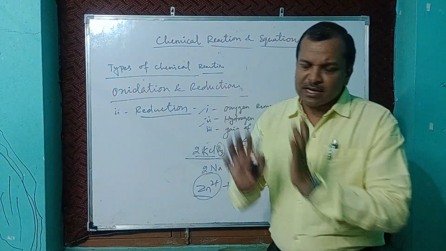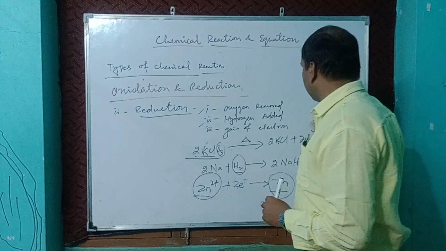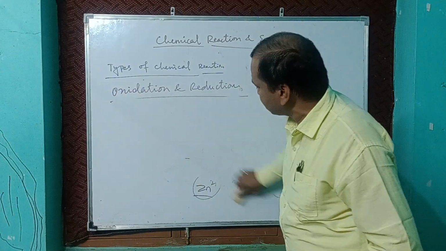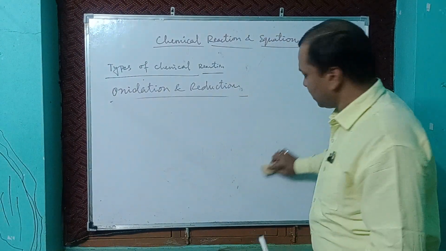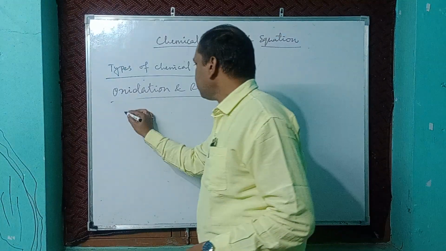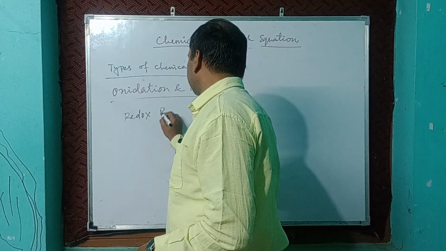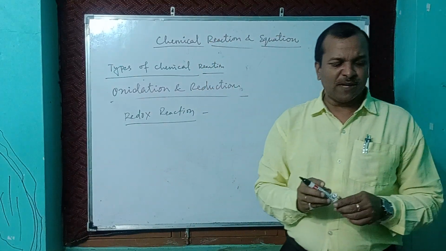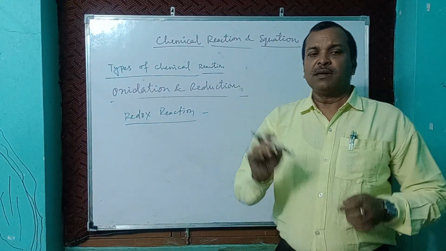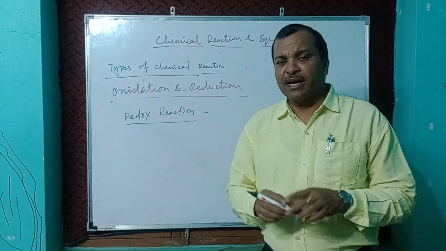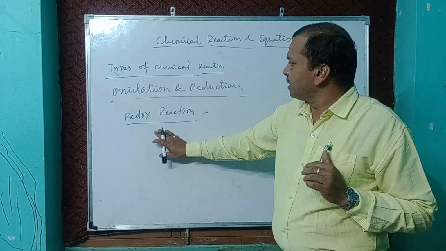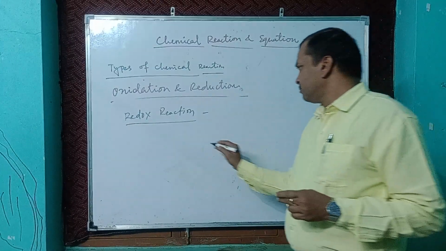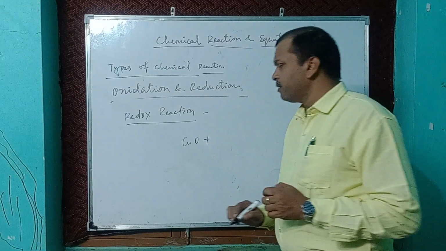When oxidation and reduction are combined in one reaction, that is called a redox reaction. Let us take an example. What is a redox reaction? When both oxidation and reduction take place in one chemical equation, in one chemical reaction, that is called a redox reaction. Oxidation as well as reduction is happening there. With an example, it would be very clear.